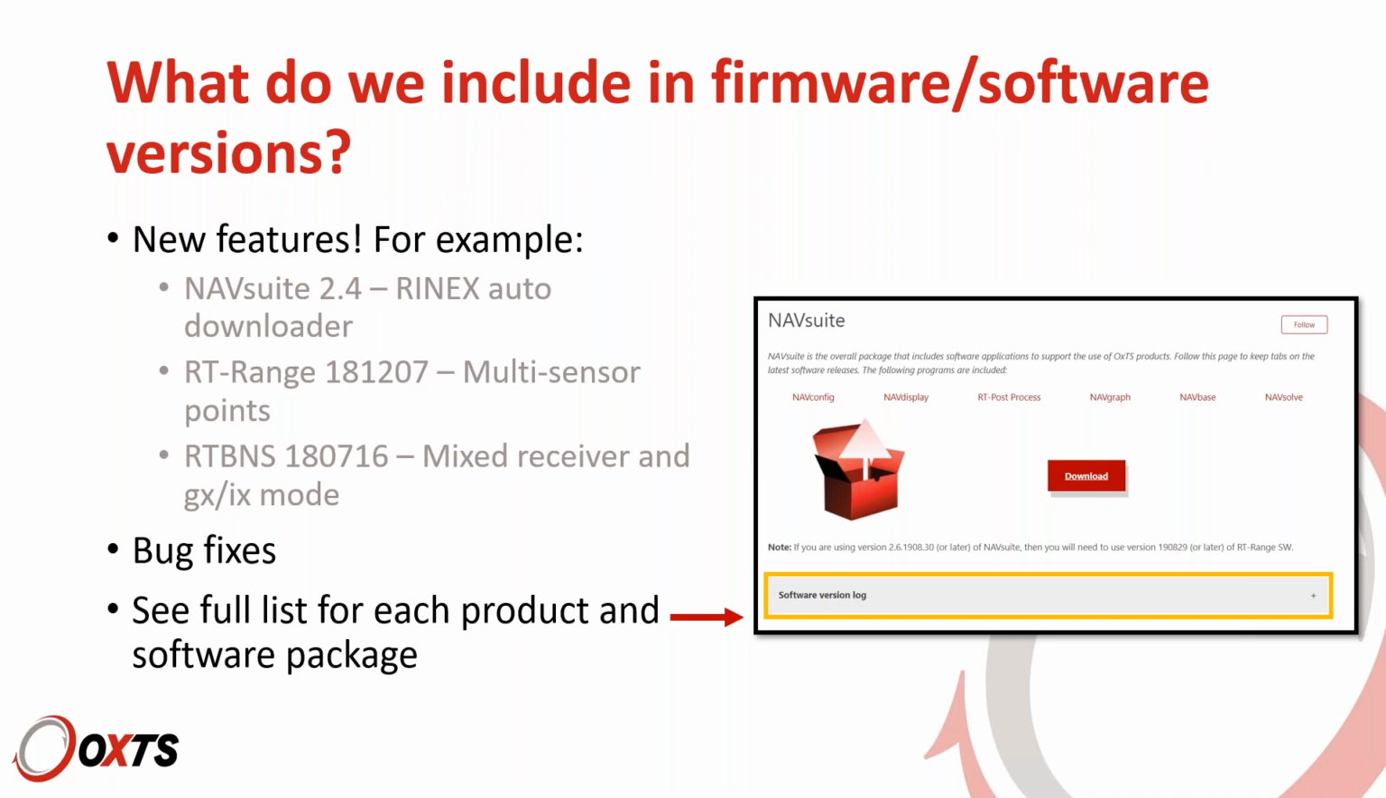So if you click on that, it will show you the enhancement list for each firmware version, but also the major bug fixes as well. And it's the same for firmware. So if you go onto the product page of your product, so if you've got an RT3000, navigate to the RT3000 page, and then in the same place, there will be a firmware version log, and you can see what features were implemented in each of the different firmware versions as well.